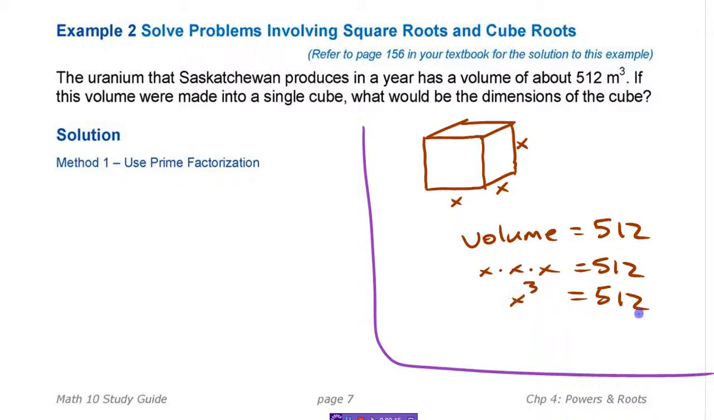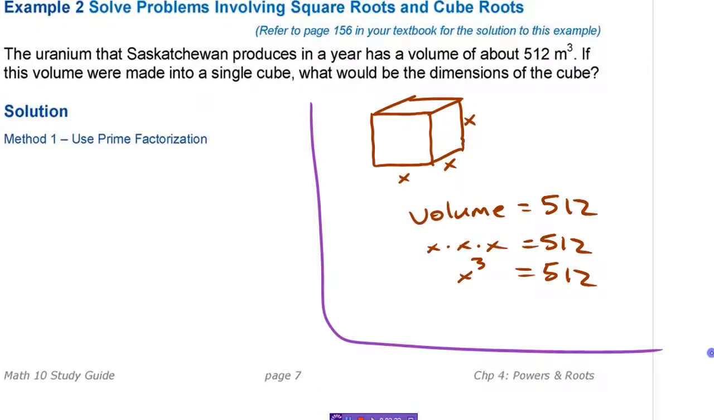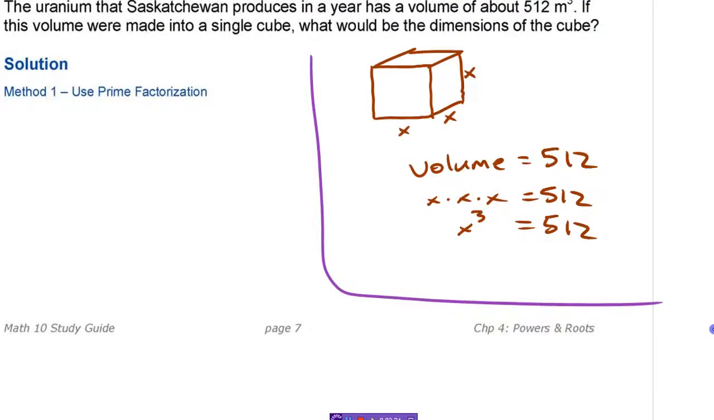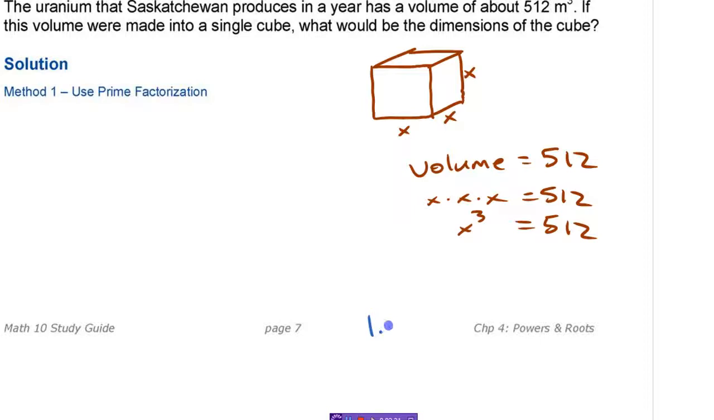If X cubed is 512, we've got to use the inverse operation to find what it is. You've used inverse operations over lots of years, like in grade 8. If you have 1.7 times X equals 10.3, how do you solve for X? Well, you do the inverse of multiplying on both sides. You divide. I'm not trying to insult your intelligence here. I'm trying to remind you what you have, because it cancels that out.